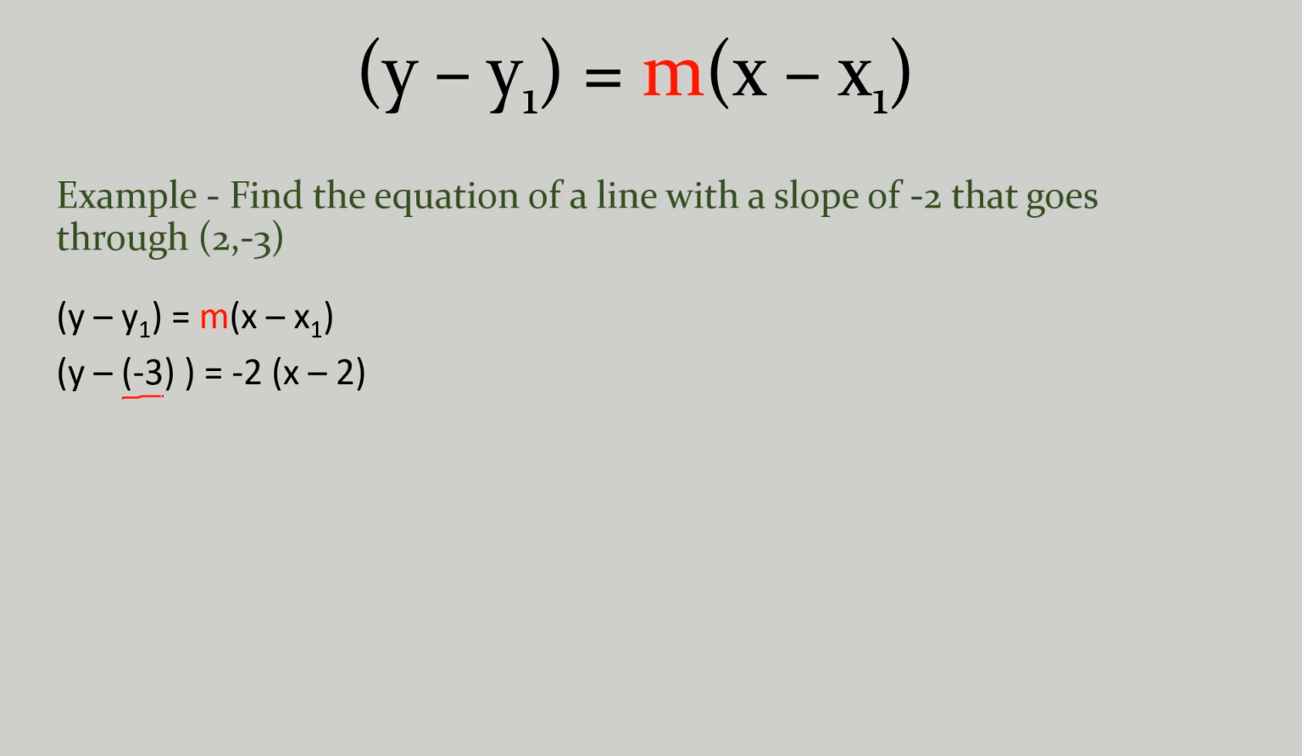Be careful of this -3. A lot of people also make mistakes when you have a negative. So minus -3 is going to come out to plus 3. So that simplifies to y plus 3 is equal to -2 times x minus 2. y plus 3 is equal to -2x plus 4. I can subtract the 3 from both sides of the equation. And my final line is y is equal to -2x plus 1.